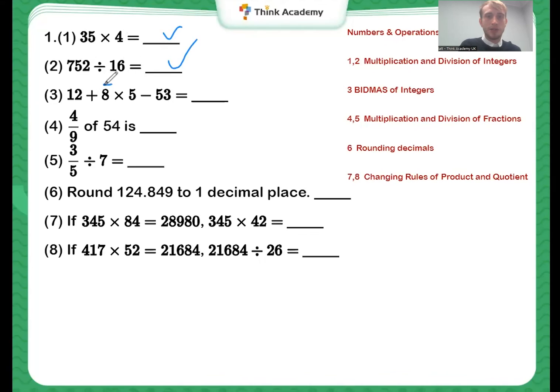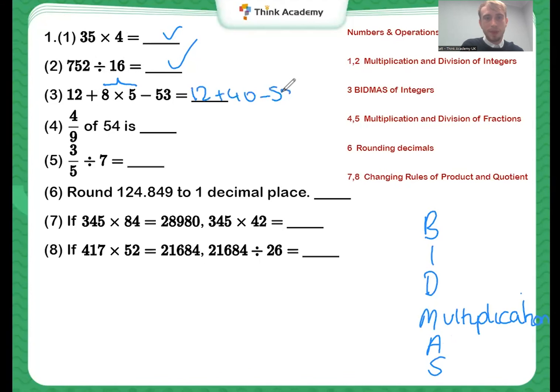We need to make sure that we do our timesing before any adding or subtracting. To remind you, BIDMAS: our multiplication comes before addition and subtraction, so you need to make sure you do that one first. So it's 12 plus 40 minus 53. 4/9 of 54, that was okay.